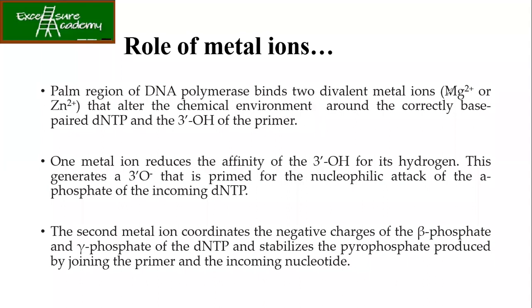So first one is the Mg2 plus and the Zn2 plus, the zinc ions and the magnesium ions. So the palm region of the DNA polymerase where your catalytic site is present, right? Just now we have discussed. So यहाँ पे आपका catalytic site है. So the DNA polymerase binds two divalent metal ions. So that is your Mg2 plus and your zinc ions. Now that alter the chemical environment around the correctly base paired dNTP and the 3-OH of the primer.